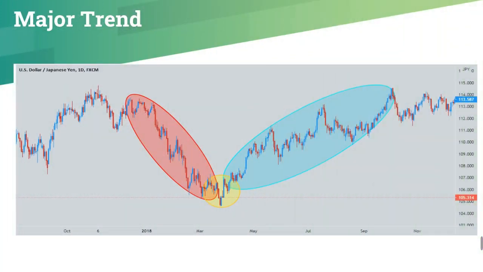So if you know what an uptrend is and what a downtrend or bearish trend is, is that ultimately how you're supposed to trade? No. It's very important to identify whether you're in a major trend or in a minor trend. Basically, I have an example over here. What we are looking at is a USD versus Japanese yen daily chart.